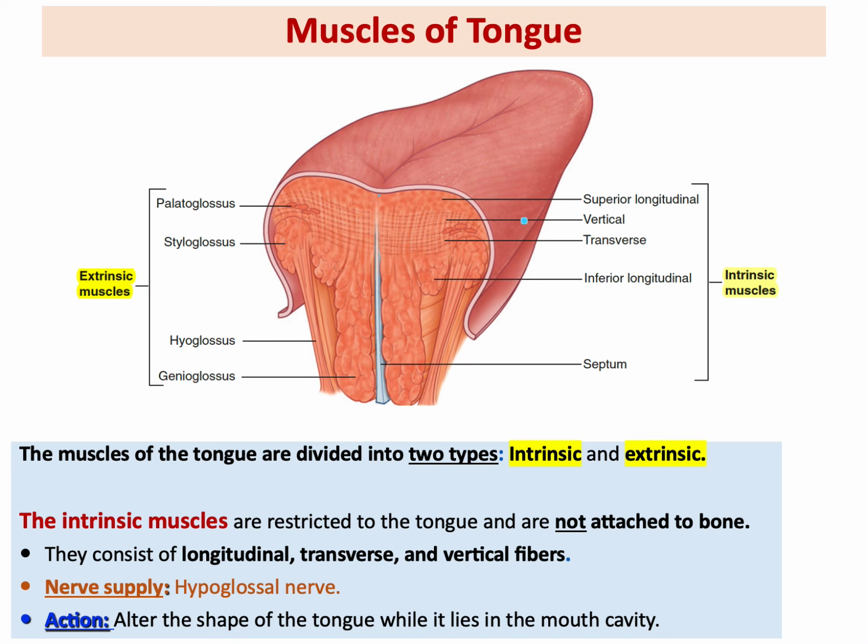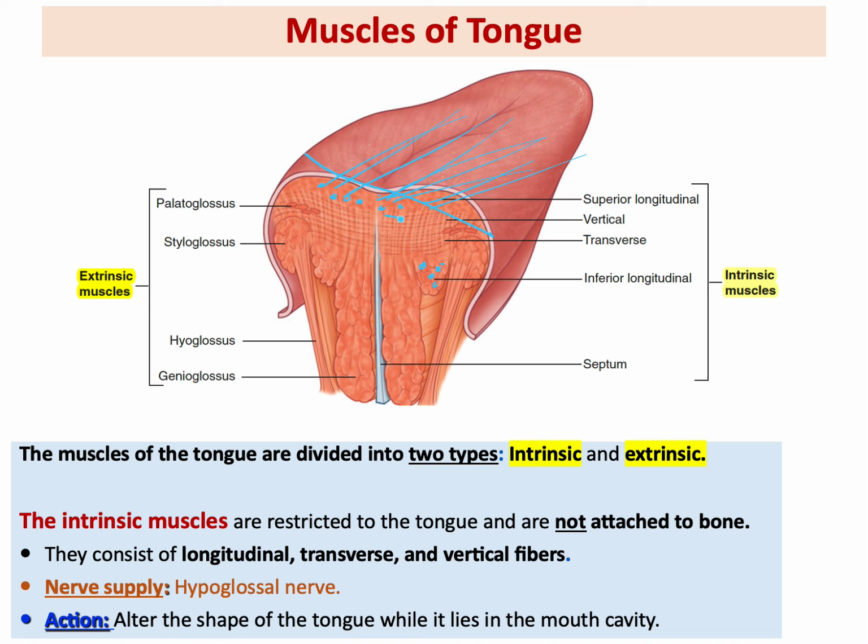Intrinsic muscles, guys, are restricted to the tongue and they are not attached to bone, and they are longitudinal. Look at it here, guys. When they run in this way and you cut it like this, you will see dotted lines here. So this is the superior longitudinal intrinsic muscle, and we say superior because we have inferior as well, right? Inferior longitudinal.